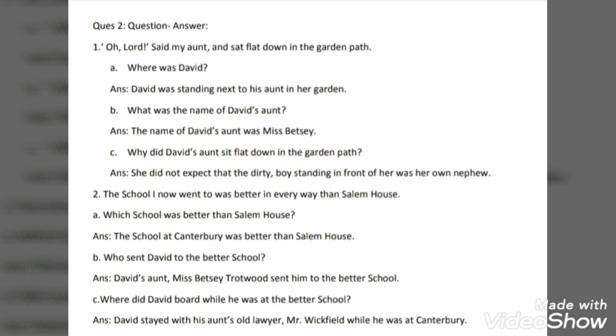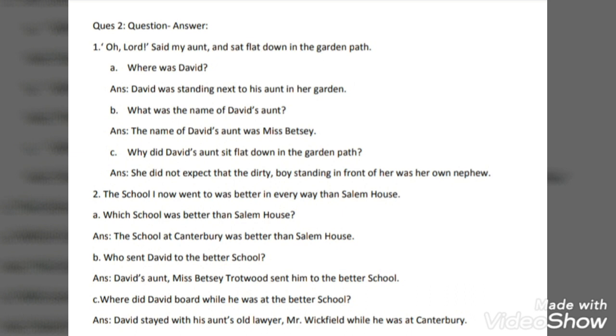B question, what was the name of David's aunt? The name of David's aunt was Miss Betsy Trotwood. Now come to question number C. Why did David's aunt sit flat down in the garden path? Answer, she did not expect that the dirty boy standing in front of her was her own nephew. Clear?